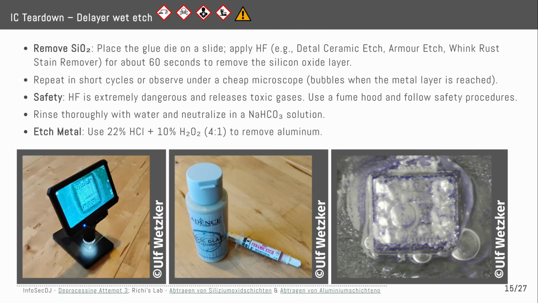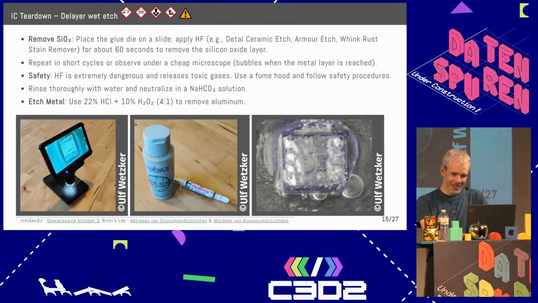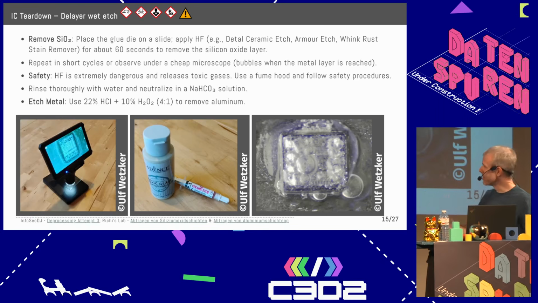But the fun thing is, it's used in this Armor Etch stuff. This is the bottle which you see in the middle. You can get it from these hobby stores to etch glass at home. And it says, okay, you have to wear some gloves and that's it. I got it from eBay from Turkey, and I'm 100% sure that it is not good to do this at home for etching glass. The other thing that I have is from the dental supplies.